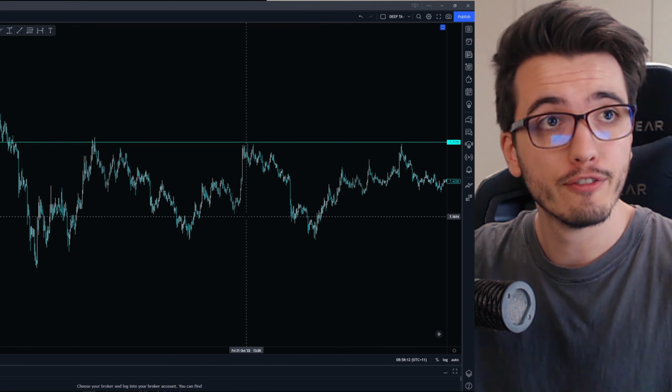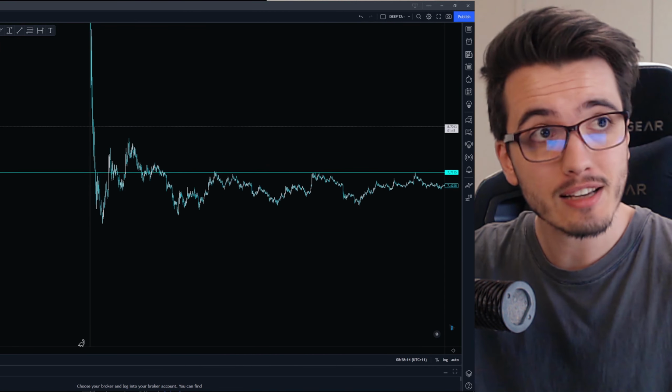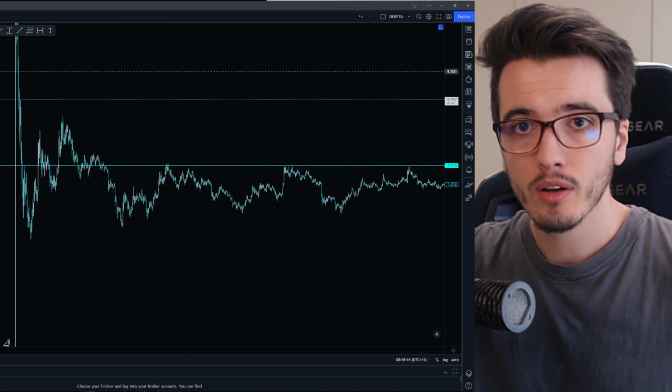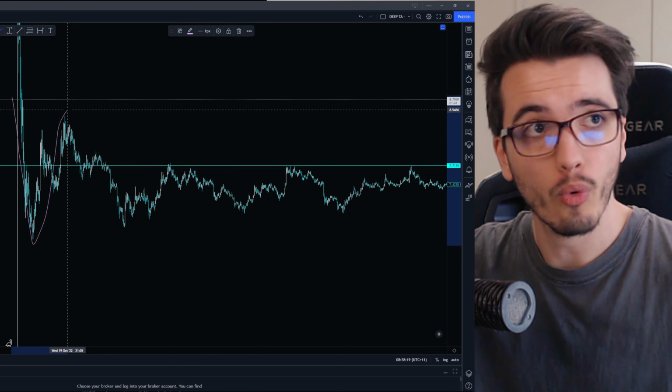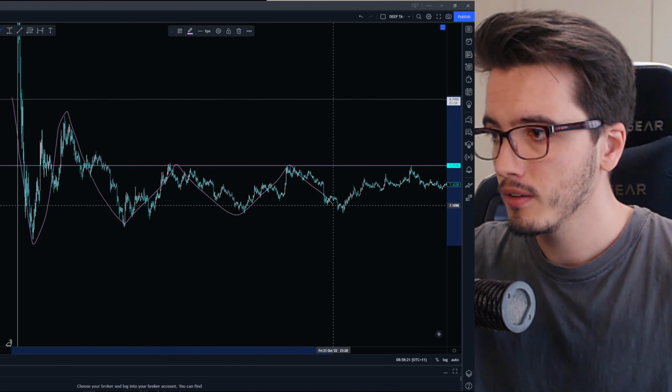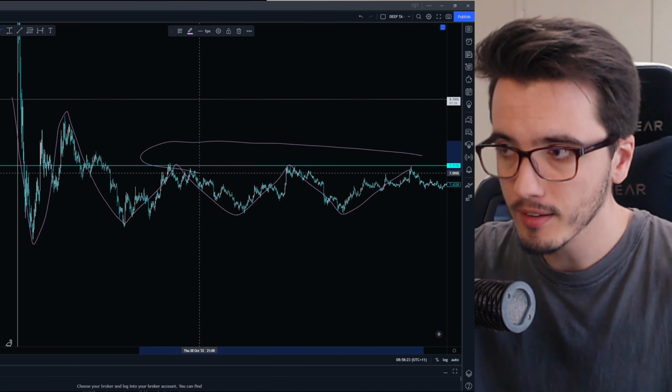So we have this accumulation here, okay? So we've had massive selling from the listing, and now we're trying to consolidate. So now we're trying to stay in this range here. And you see how strong this level is?